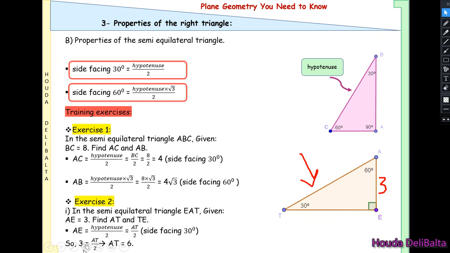So, we apply the rule. We write AE equals hypotenuse over 2. 3 equals AT over 2. Then AT equals 2 times 3, which is 6.